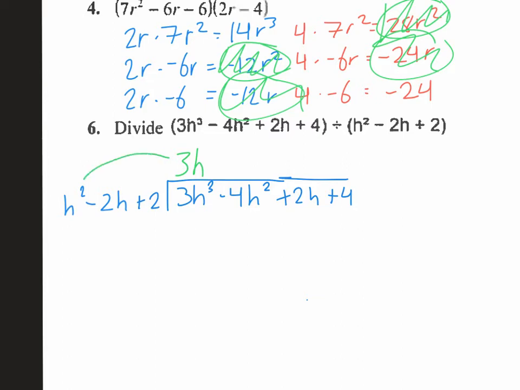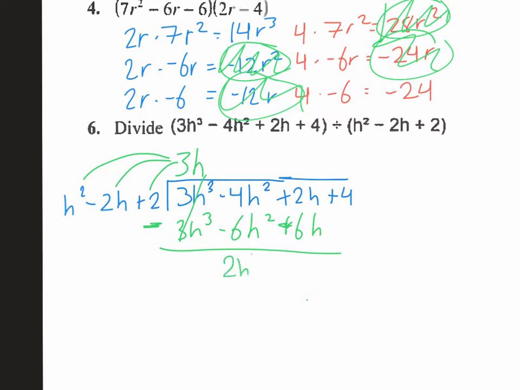Then I've got to distribute this to this whole term, this whole divisor. So I get the 3h cubed that I was looking for. I get negative 6h squared, and I get positive 6h. Subtract it. These cancel. This will subtract so that this turns into a positive, so then I get 2h squared. 2 minus 6 is negative 4h. Drop down the 4, positive 4.